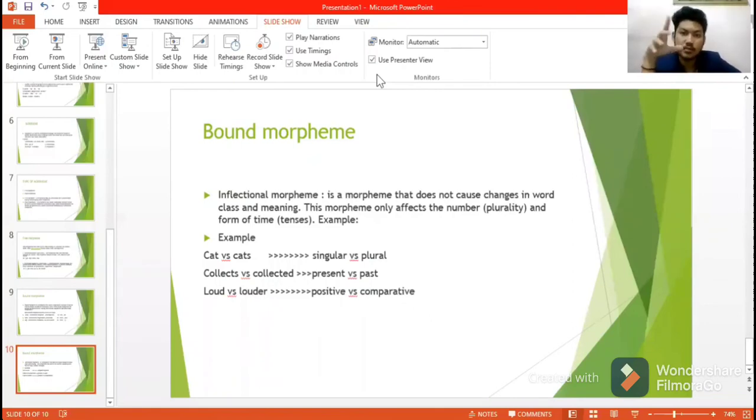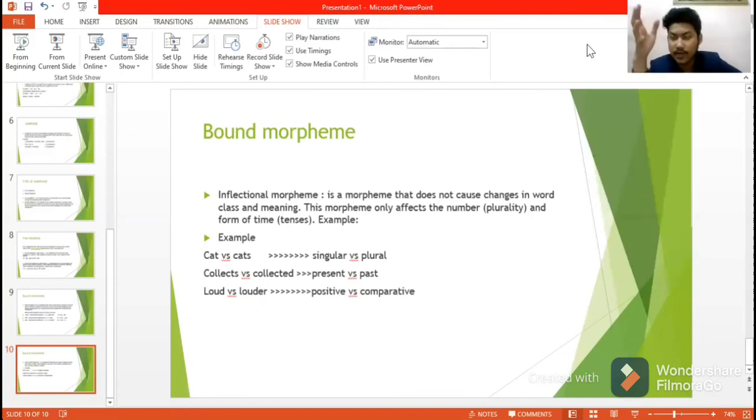Another type of bound morpheme is inflectional morpheme. An inflectional morpheme is a morpheme that does not cause a change in word class and meaning. This morpheme only affects the number or plurality and the form of time for tenses. For example, cat is singular, cats is plural, collects is present, collected is past, loud is positive, louder is comparative.